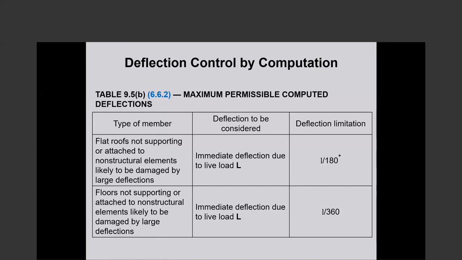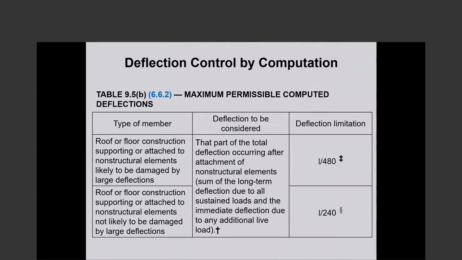Okay, so that is the first set of limits that we deal with: immediate deflection due to live loads alone. Those are the limits. The next set of limits apply to, again, non-structural elements likely to be damaged and non-structural elements not likely to be damaged. Likely to be damaged, the limit is tighter. Not likely to be damaged, we have a more liberal limit.